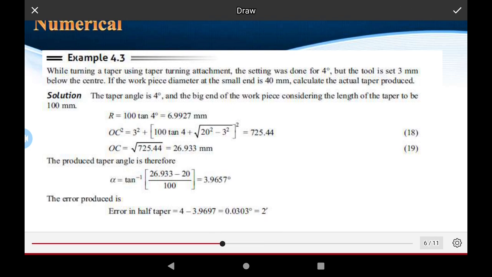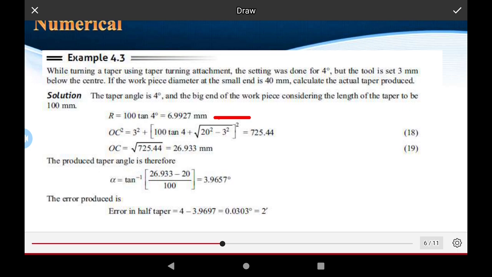The given value is capital R, and this is the taper angle of 4 degrees, with the big radius, and the length of the taper is 100 mm. Okay, and this is R equal to L tan alpha, so S equals L tan alpha. Then put in the value of capital R.